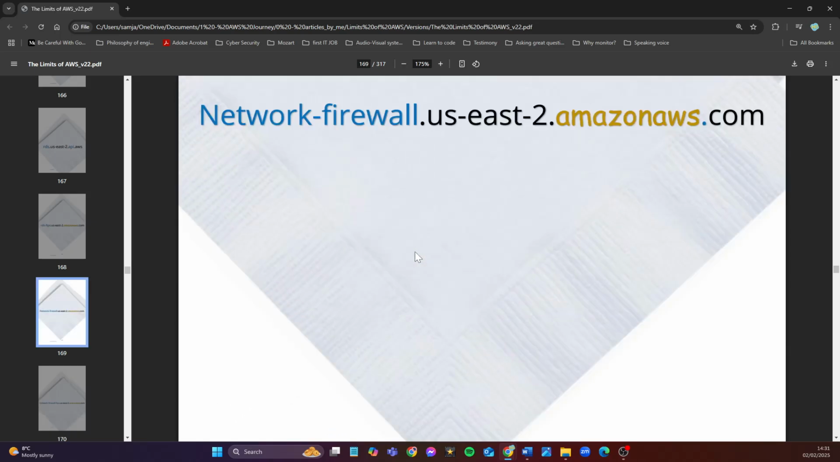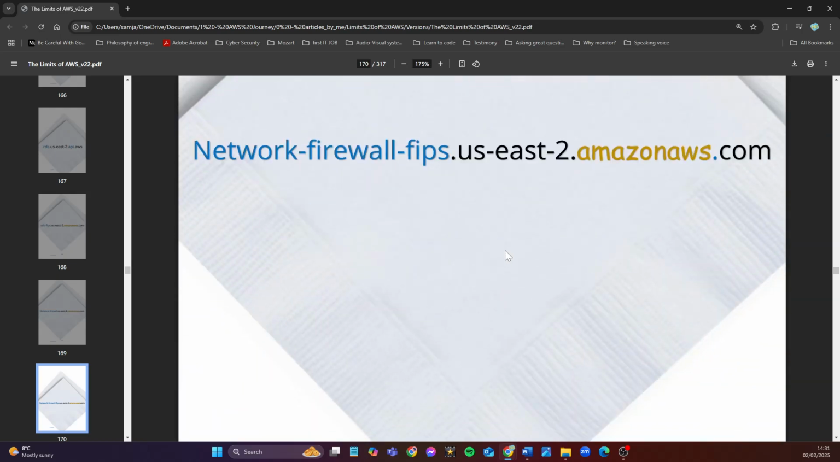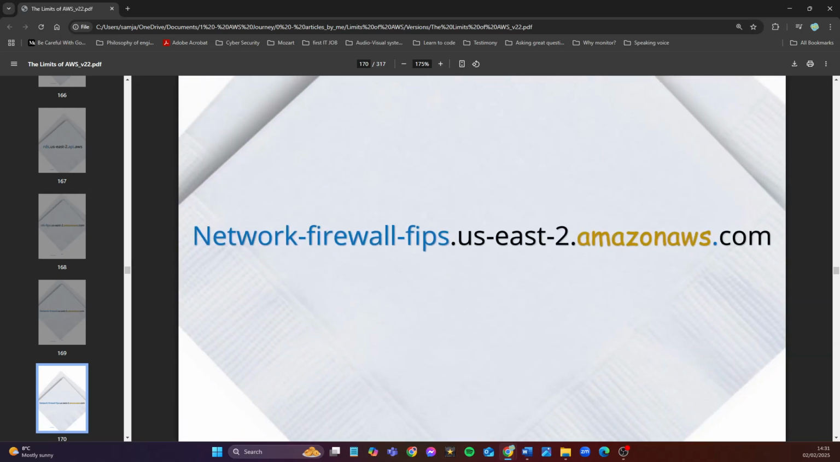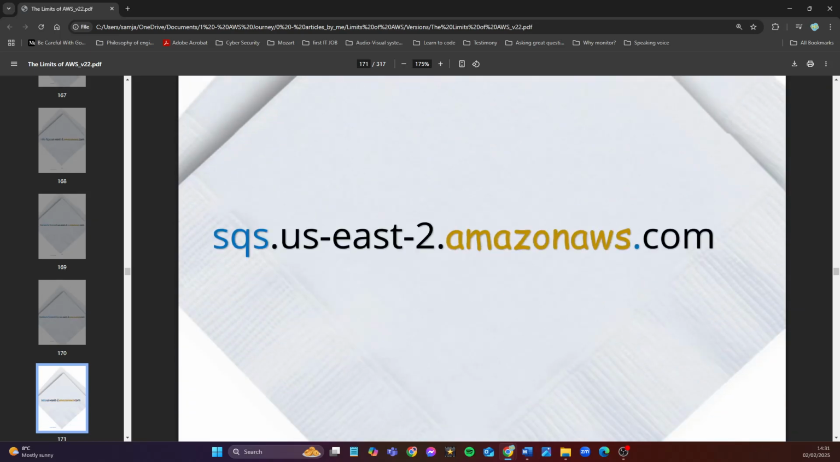Another napkin. Network Firewall FIPS. So above we had network-firewall, now network-firewall-fips, US East 2, amazonaws.com, and US East 2 is Ohio, not Oregon, Ohio. Another napkin, sqs.us-east-2, which is Ohio, .amazonaws.com. No mention of API, no mention of FIPS, it's just sqs.us-east-2, not sqs-fips.